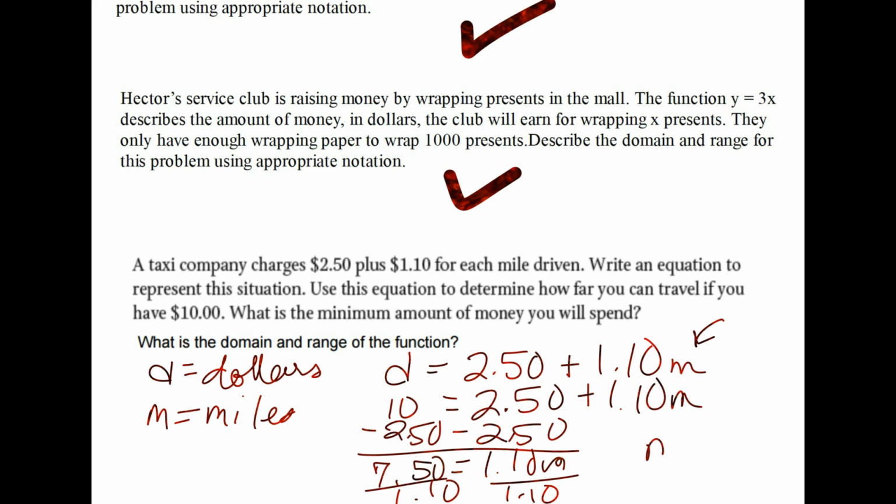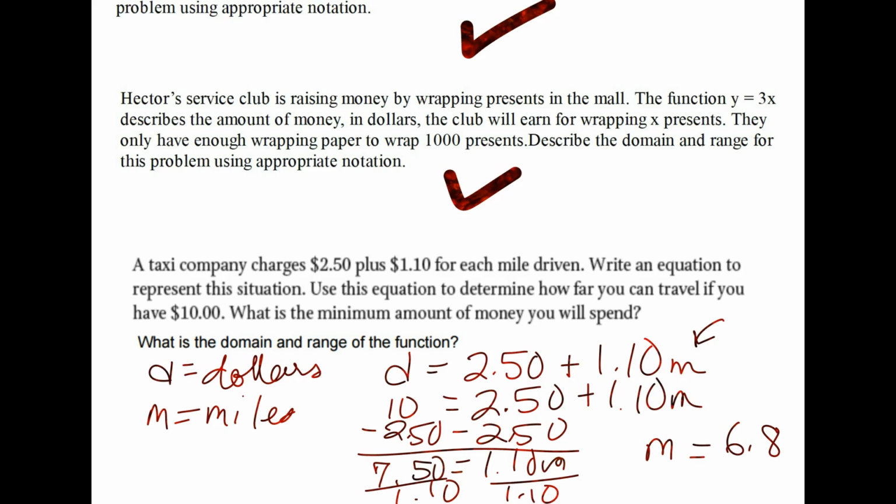All right, so we get M is equal to 6.818181. So we're going to just round to the nearest tenth. It doesn't tell us to round, so let's just round to the nearest tenth. So we have 6.8, what's that? Miles. Because we can go 6.8 miles, so we can say M is equal to 6.8 miles. What does that represent? So let's make sure that, well, what is the minimum amount of money you will spend?